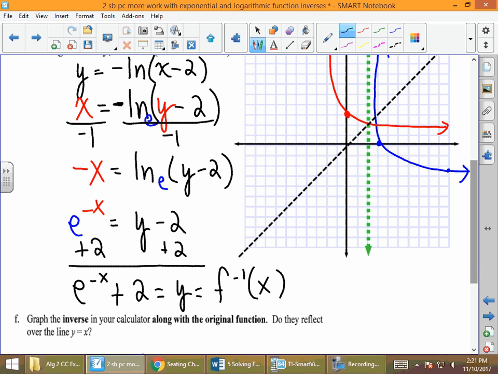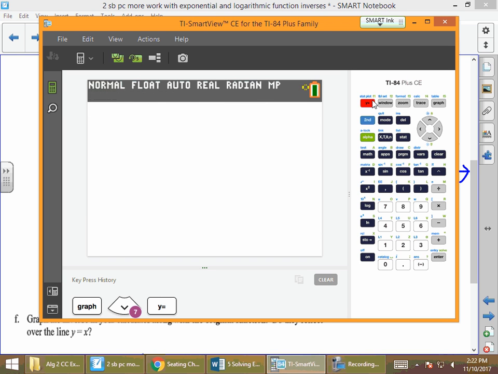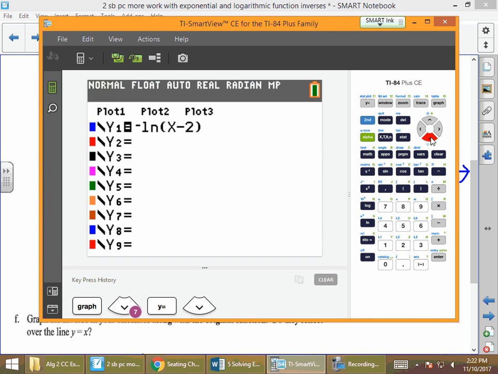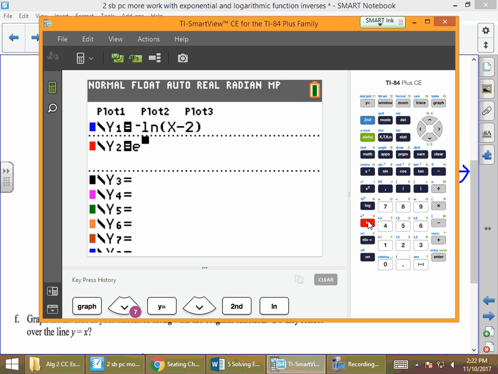And part F then says, let's look at a more precise picture. We have the first one in there already, but now let's type in e to the negative x. So I'm going to go second ln, that'll give us e to a power. You also have the e button on your division bar; you can go second and the division button. But e to the negative x, either way you get there, and then arrow plus 2, and we can look at our picture.